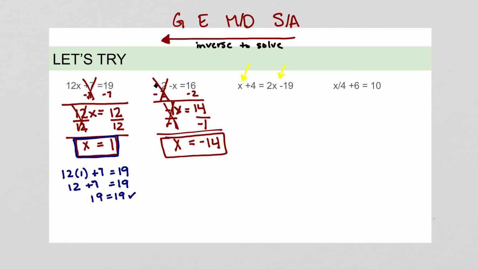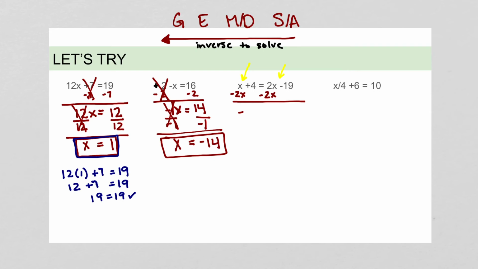So to do that, I have to get rid of the ones on the right side. I'm going to try and move them to the left side. So when I do that, how do I undo that positive 2x? Well, I'm going to do a negative 2x. And what I do to this side, I have to do to that side. So now I've got x minus 2x.